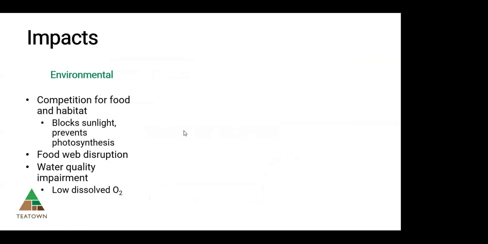From an environmental perspective, there is competition for food and habitat. In the case of aquatic vegetation, they can block sunlight and prevent photosynthesis of lower growing native species. They also cause food web disruption. Obviously, if an invasive species comes in and other animals aren't aware of whether or not they can eat that species, that's going to disrupt the food web quite a bit. Also, the limitation of diversity in the plankton community is going to disrupt the food web. It also causes water quality impairment due to the low dissolved oxygen that can occur during dieback.